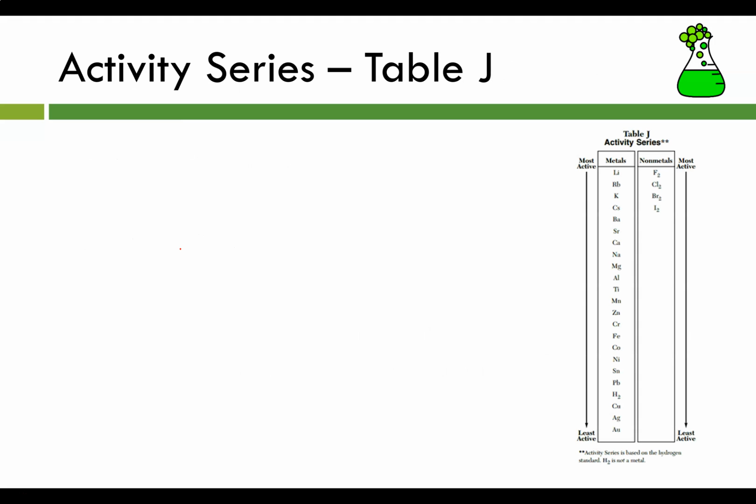Activity series is table J in your reference table. The way table J works is the most active metals are up towards the top of the table, and as you make your way down, the metals become less and less active. Don't be surprised to see hydrogen on there. Hydrogen tends to behave a little bit more like a metal when it comes to single replacement reactions. That's why it showed up on this table. We don't use the right-hand side of the table quite as frequently. We've got our most active to least active nonmetals.